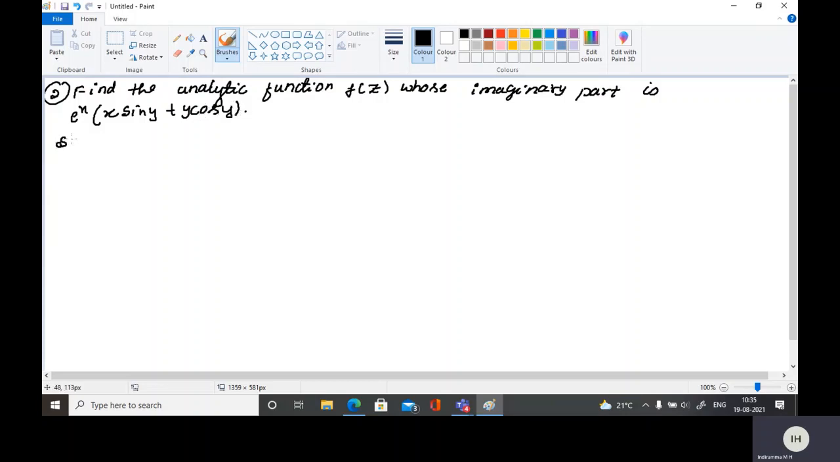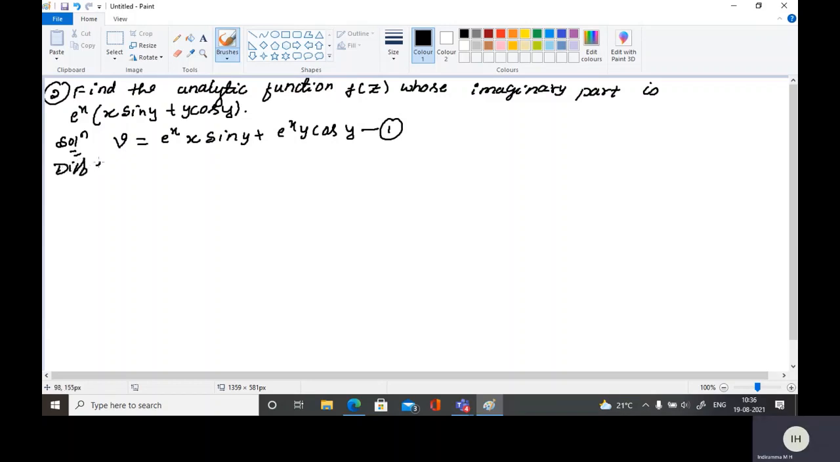Go for the solution. What are they given? They are given the imaginary part, that is, v is given as e^x multiplied by x sin y plus e^x into y cos y. This is given, right? So next, since v is given, we have to find ∂v/∂x and ∂v/∂y. Call this equation number 1.